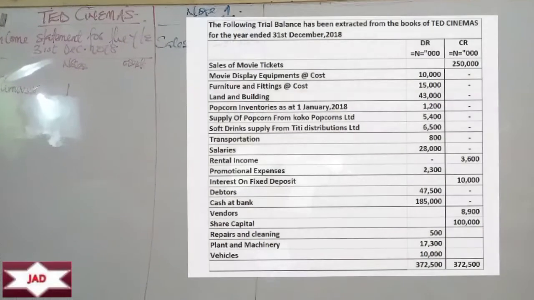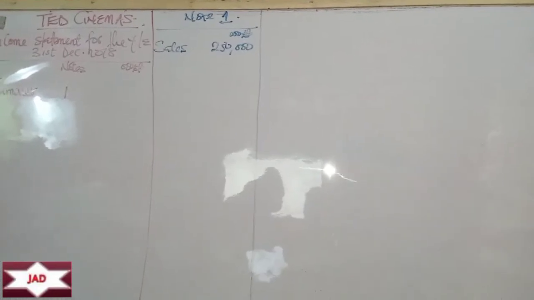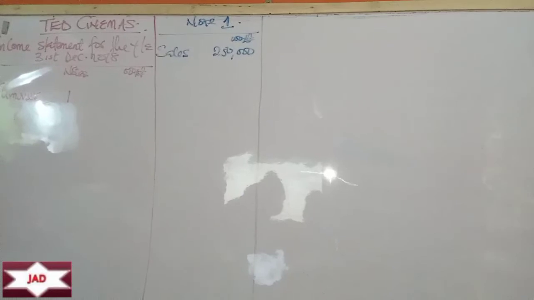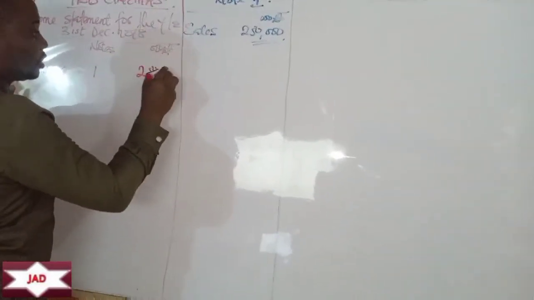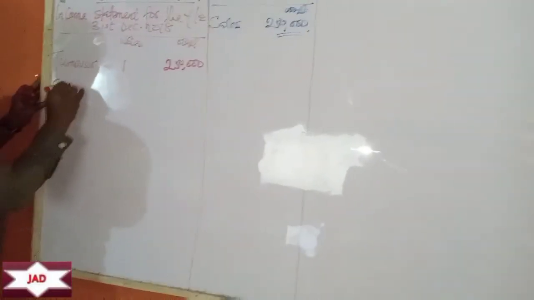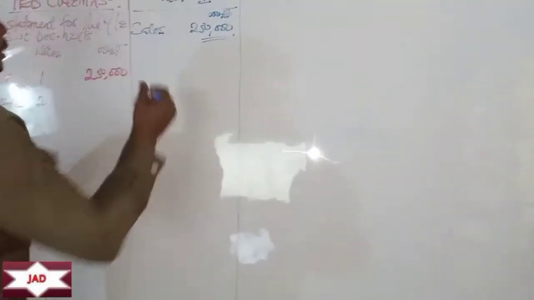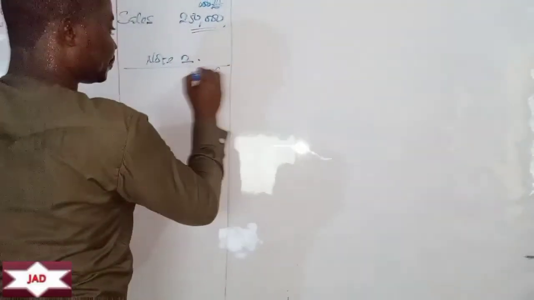So is there any other income directly involved in what the business is into? I can see that there's nothing else here. So basically, we can say the turnover is 250,000, which is 250 million, but you know, the three zeros up there. So the next thing there, Note 2, we're going to say cost of sales, which is Note 2.